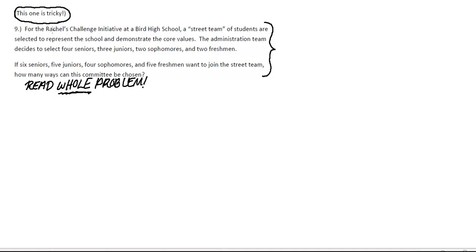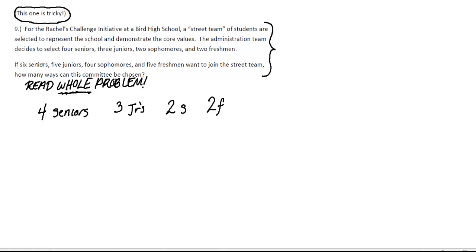All right, so for Rachel's challenge, we're trying to create a street team to represent the core values. So we decided to choose 4 seniors, 3 juniors, 2 sophomores, and 2 freshmen. All right, so these are the number of choices we have to make. So we have to have 4 seniors, 3 juniors, 2 sophomores, and 2 freshmen.